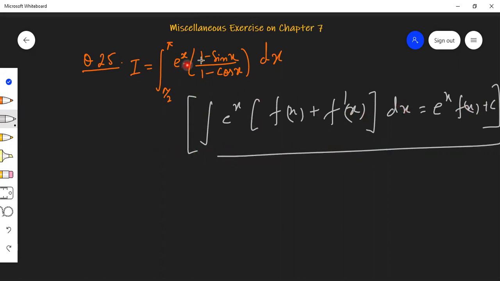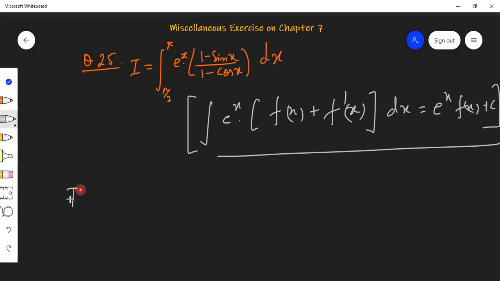When I saw the e to the power x and I saw something inside the bracket, it just clicked in my mind: can I write it as e to the power x [f(x) + f'(x)]? Well, we are ready to go. So we should give that first try. Here we can see the inside stuff.